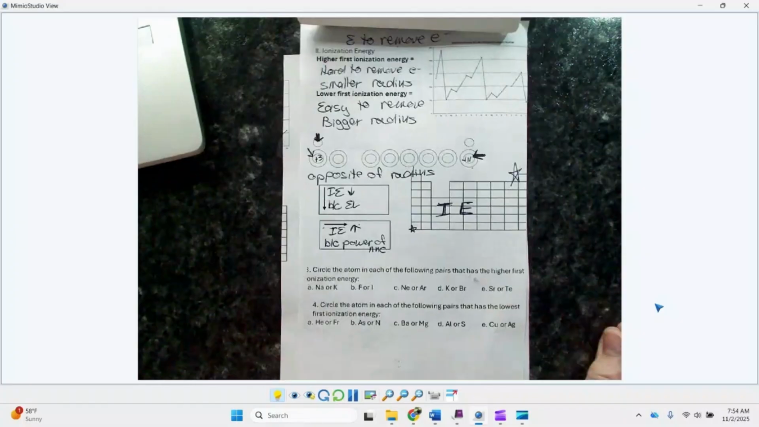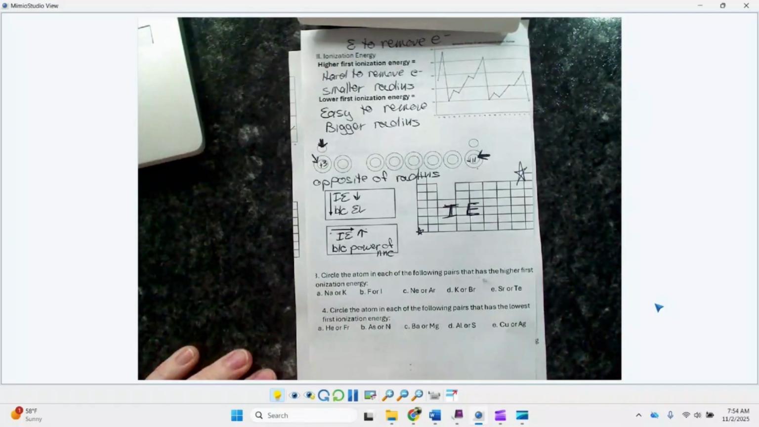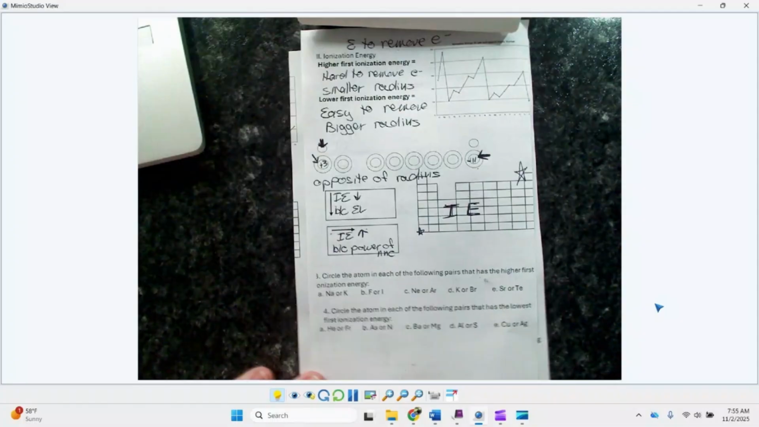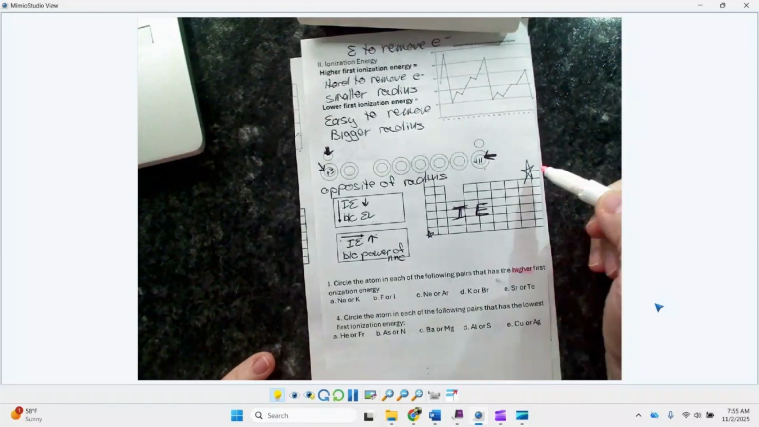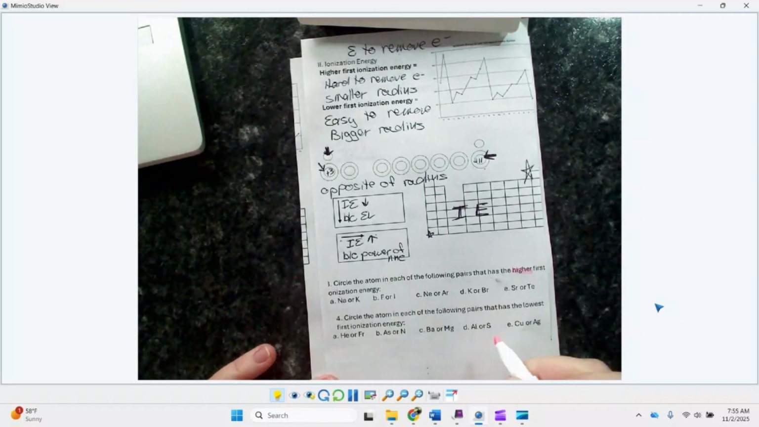So now you can go through and do the same thing we did for radius. You're going to circle the atoms in each of the following pairs. First, you're looking for higher first ionization energy, so closer to the top right. And then the second one, we're looking for lower ionization. That'll be closer to the bottom left.